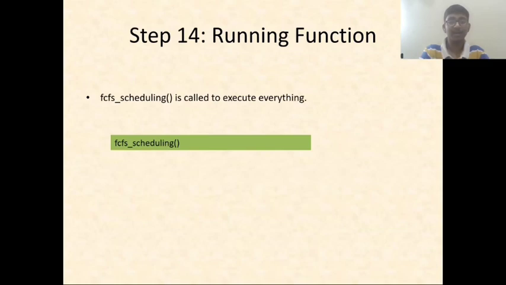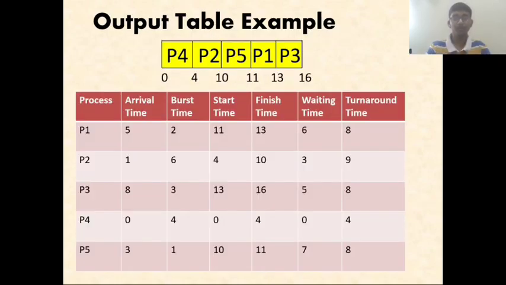Step 14 is running the function. Before this, everything we have discussed is the code. For running that code, we need to give a function, that is FCFS scheduling. If you type this line, then the code will be executed. Now the output will be printed like this, along with a Gantt chart and a table.